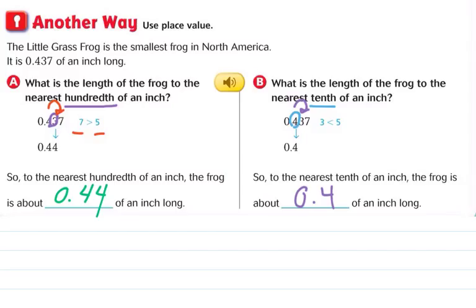And just like in the previous 2 problems, boys and girls, notice the digit after the one that we rounded to, we dropped that thousandths digit. Now, boys and girls, notice over here in strategy B, we dropped the hundredths digit and we dropped the thousandths digit because remember, we only report up to the last digit, which was the one that we were rounding to.